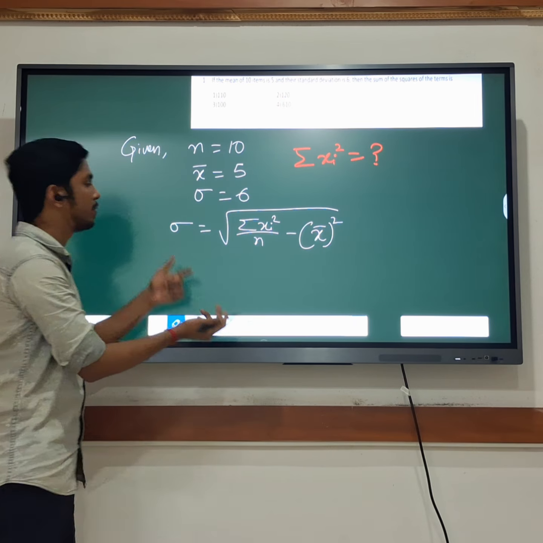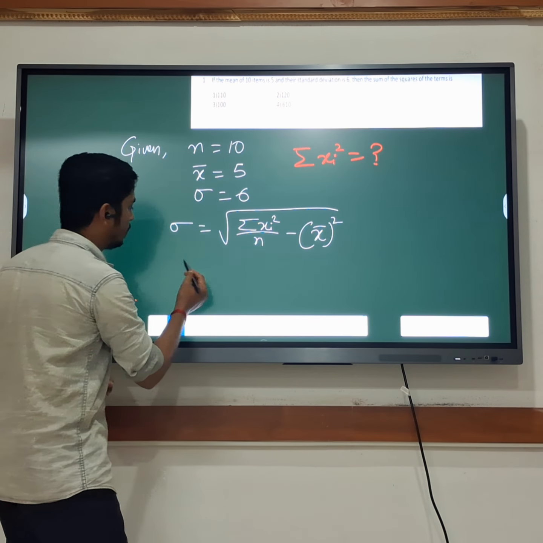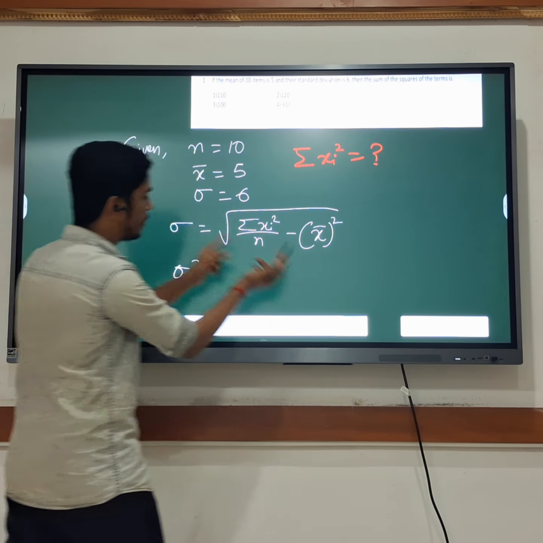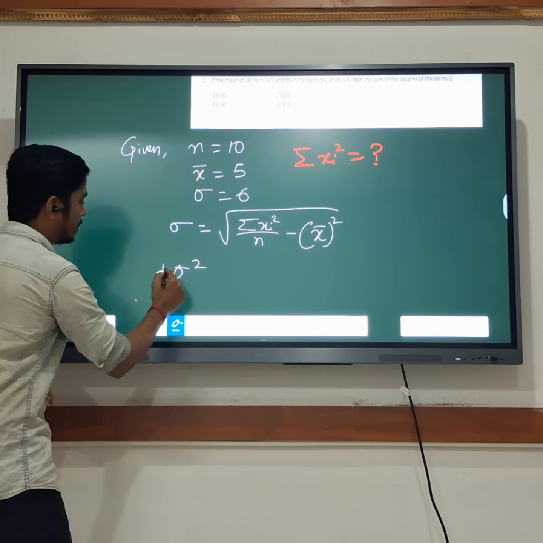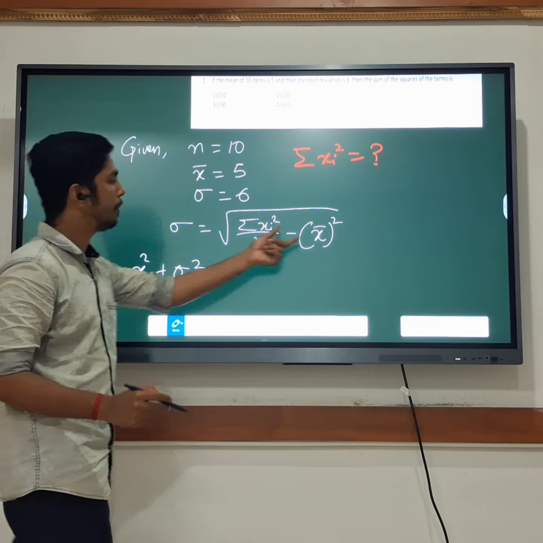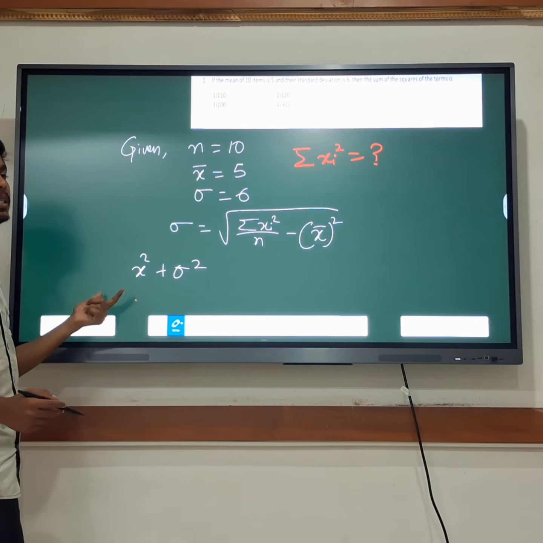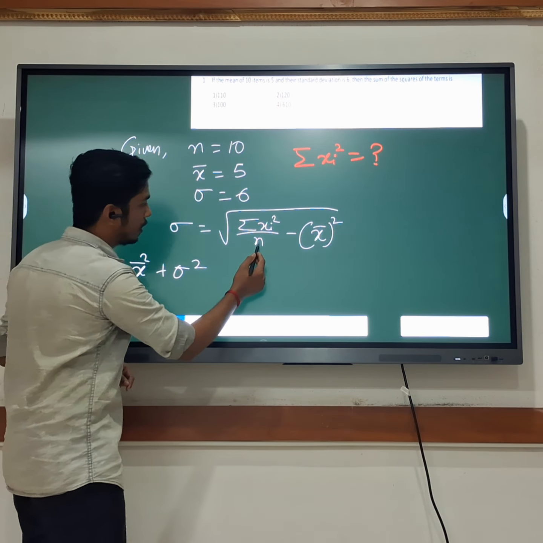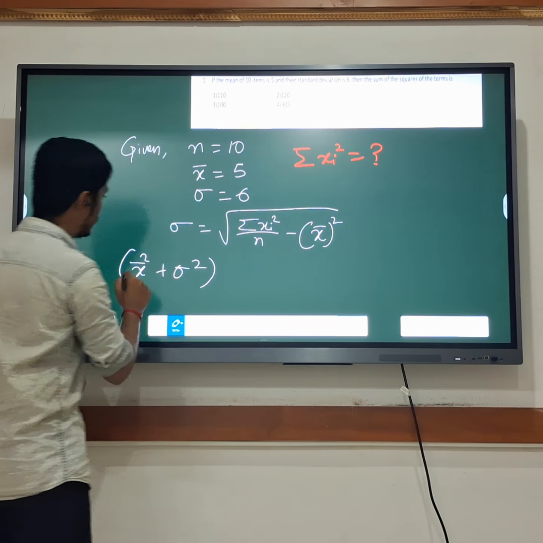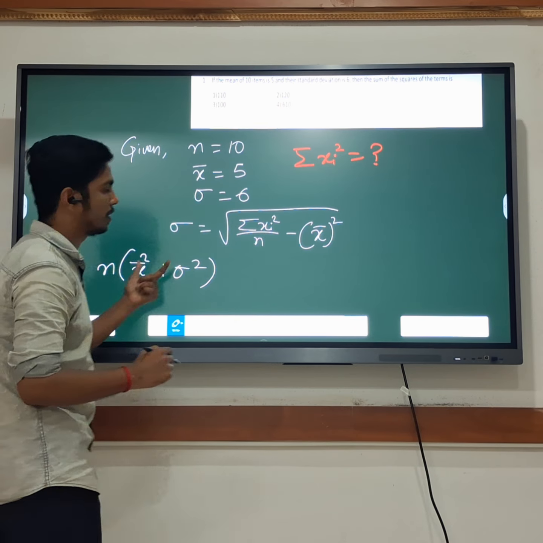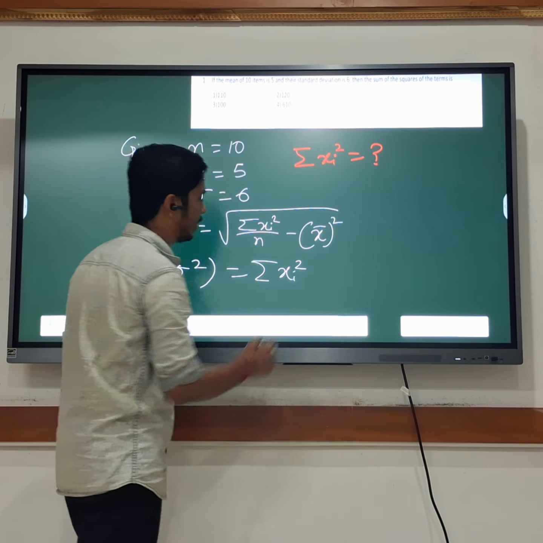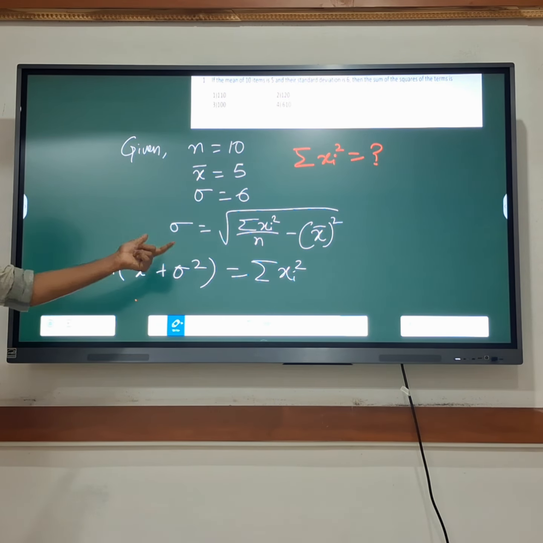This square root comes to the left side and will become sigma square. Then this minus x bar square will become plus x bar square on this side, correct? Then this n will come to this side, and the summation xi square will be here. You can solve it easily.